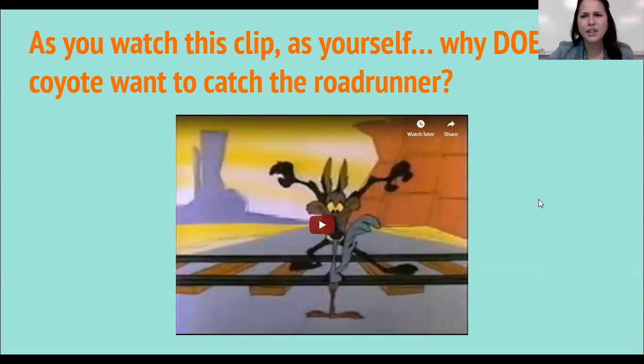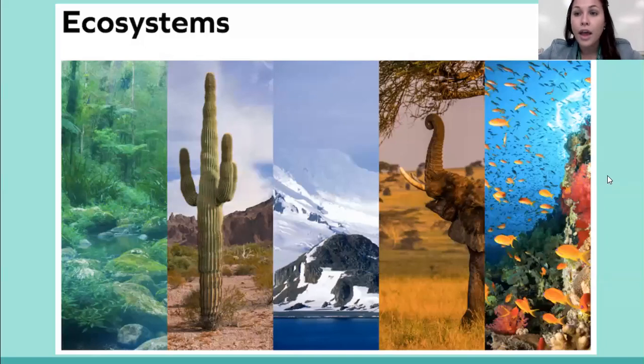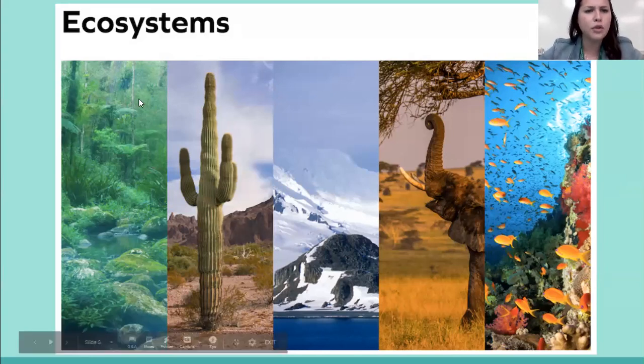All right, I want you to think to yourself, why does the coyote want to catch the roadrunner? Keep that question in mind while we go through this unit. Now, I said that this unit is called ecosystem restoration, so we're going to talk about what an ecosystem is. If you look at all these pictures that you see here, what do you think an ecosystem is?